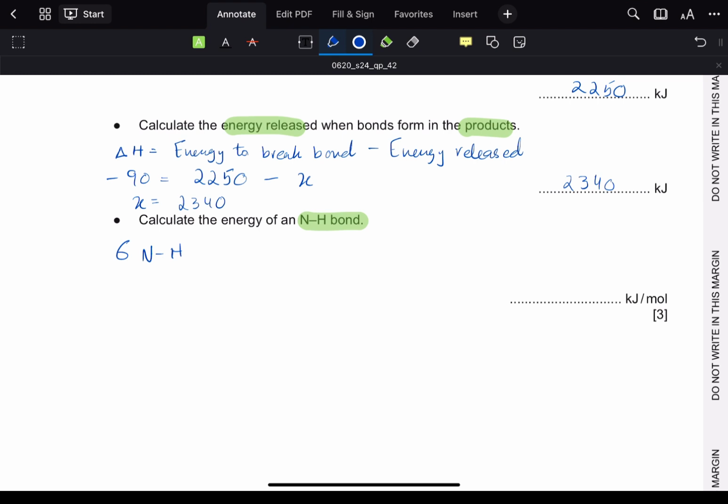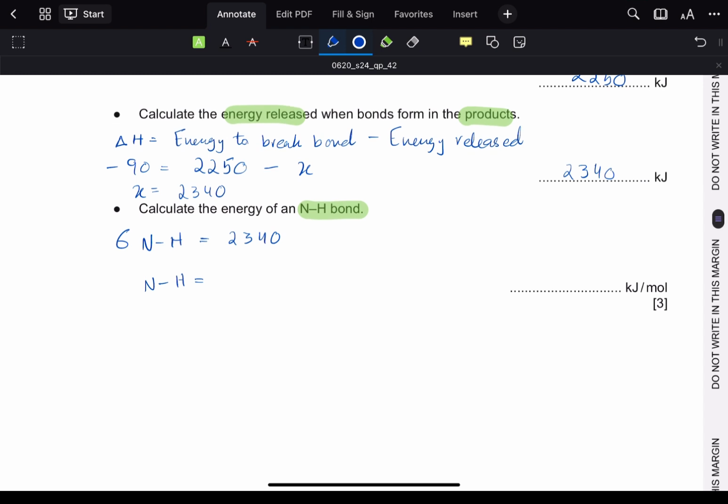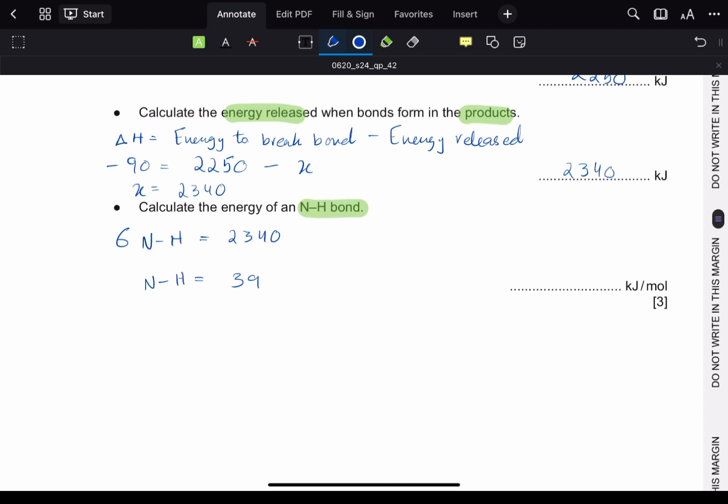We also know that the total energy released when the products are formed is equal to 2,340, meaning that the total energy of 6 NH bonds is 2,340. We can use this information to calculate the bond energy of a single NH bond, which would be 2,340 divided by 6, which turns out to be 390.